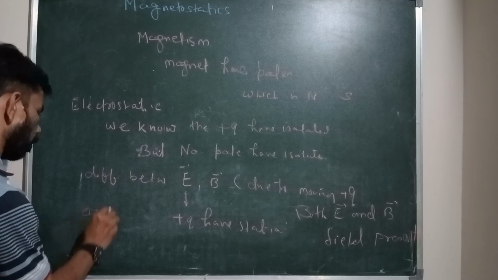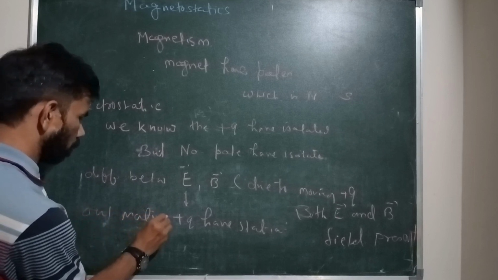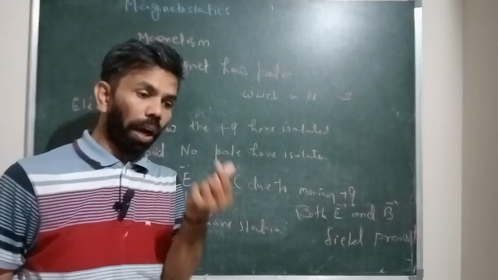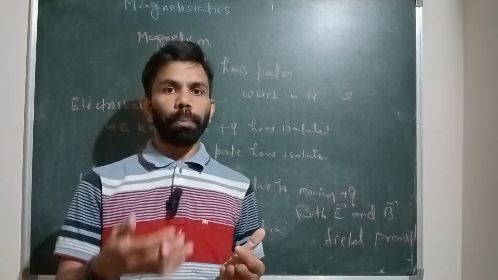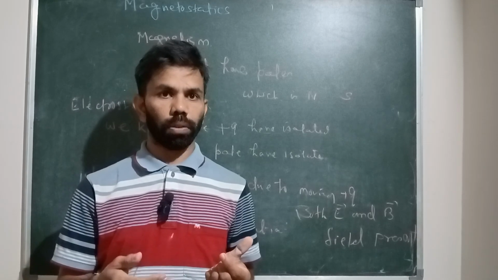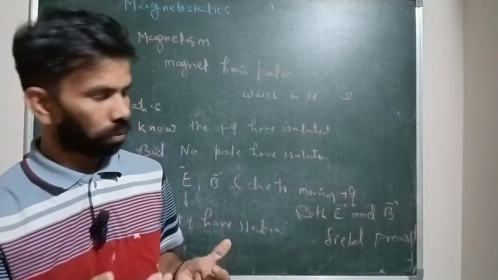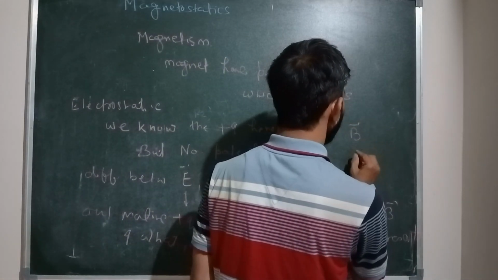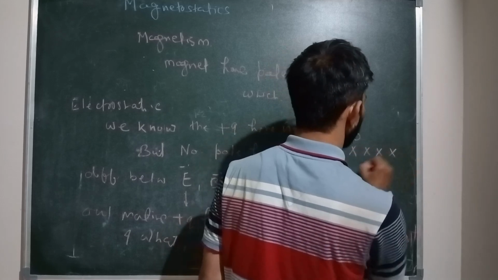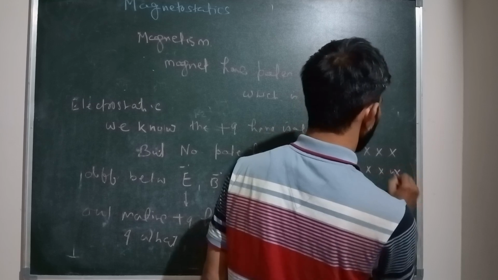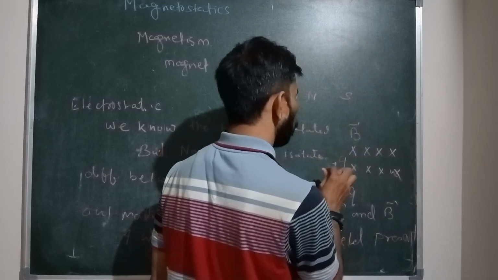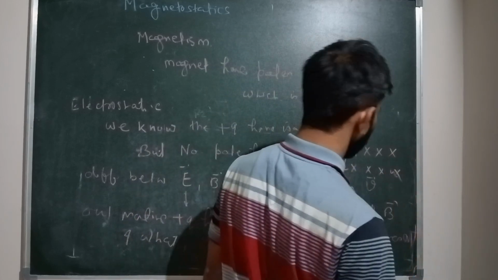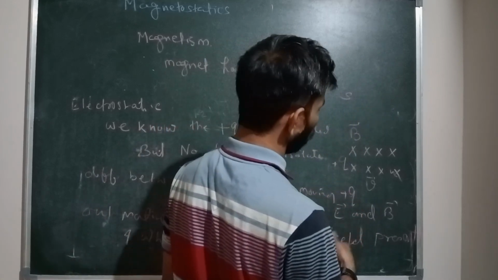So what is our motive? Our aim is to see how a magnetic field affects a moving charge. So in a magnetic field, when any charge is moving with velocity v, its direction is perpendicular to the initial or final velocity.